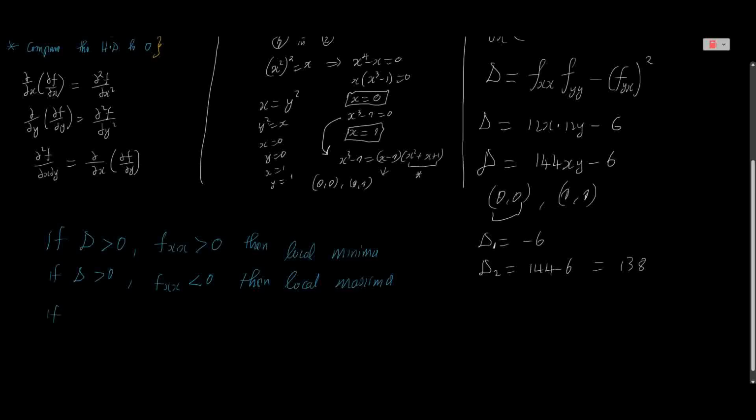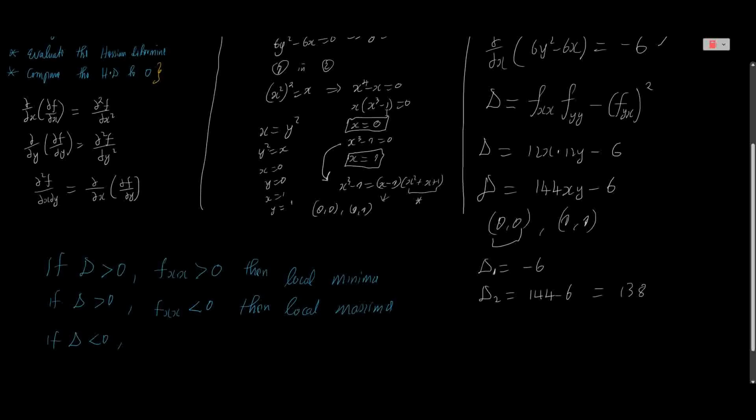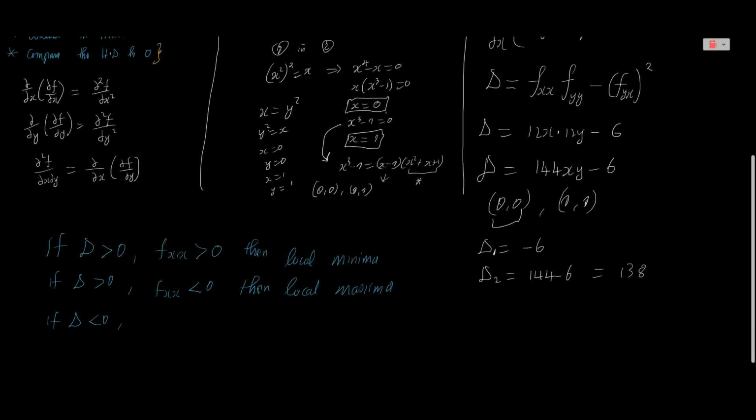And if D is less than 0, we don't have any condition for our mixed partial derivative. If we look at our mixed partial derivative, it gave us -6, which was less than 0, but that doesn't really matter. Once D is less than 0, we are going to have a saddle point. And if D is equal to 0, it's inconclusive. So those are some conditions you just need to know.